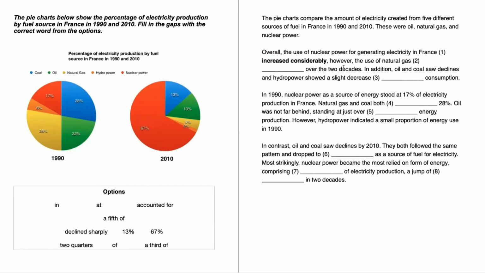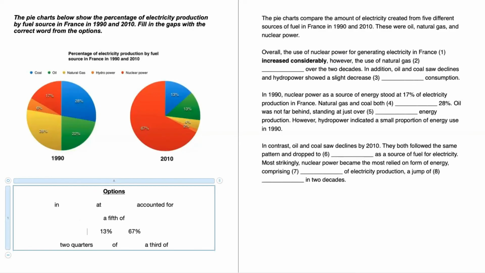Let's continue. However, the use of natural gas, blank, over the 2 decades. So we're looking at natural gas, which is yellow, and that did the opposite. So it declined, and the fact that we see however shows a great contrasting connective. So we know it's going to be something about declining, and the best option would be declined sharply, because again, it is quite a notable difference from 28 to 4%.